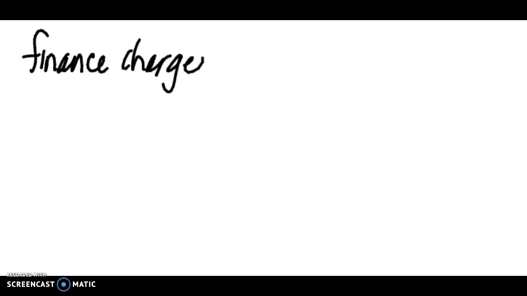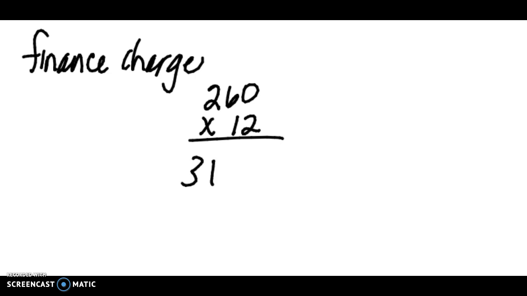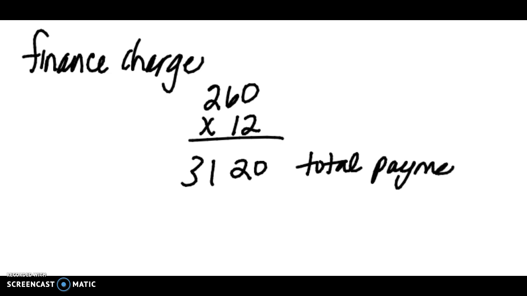Very easily, we can find the finance charge by taking the amount of each payment, which was $260, and multiplying it by how many payments were made. So that's 260 times 12, and we find out that we paid $3,120. So this is the total of the payments, not including the down payment.